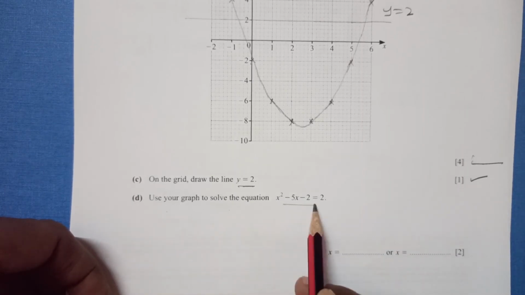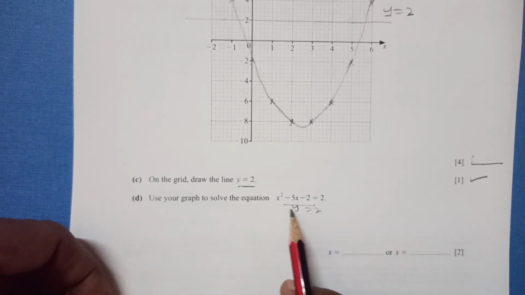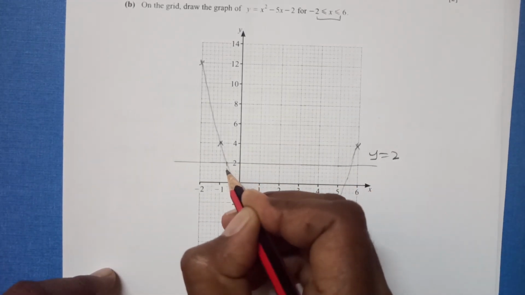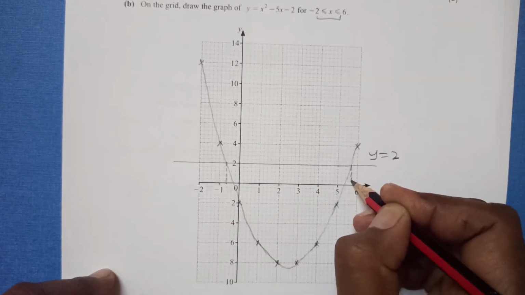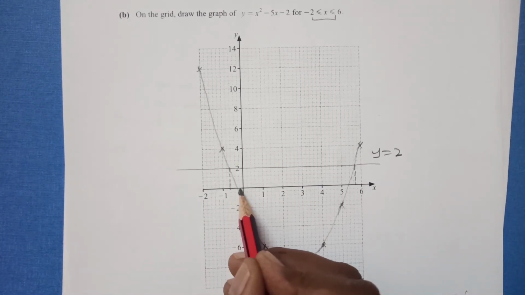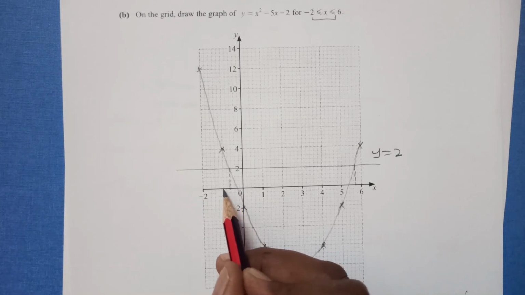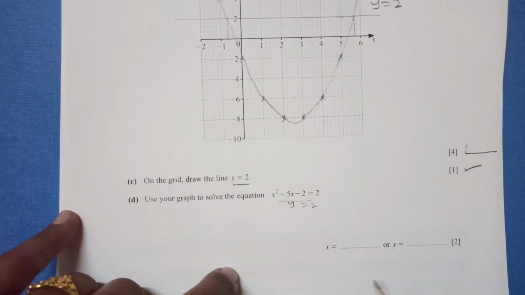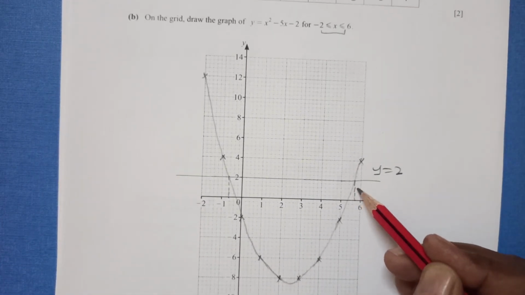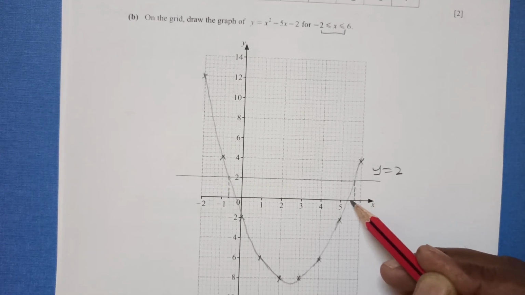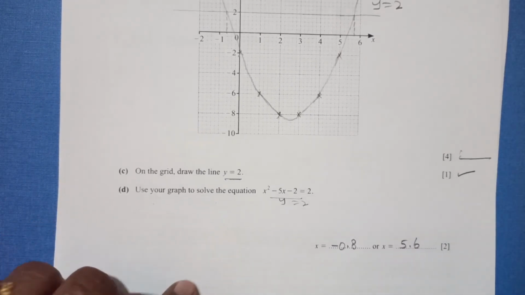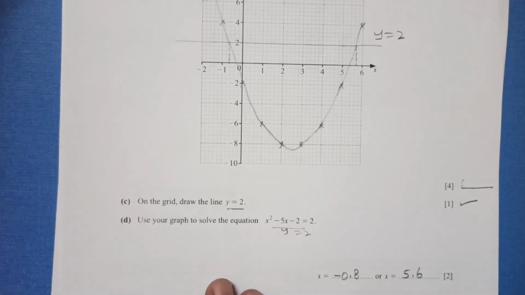Now use your graph to solve this. This is y, this equals 2. So when they both intersect, we will see where they intersect. This is the point where they intersect. Come down and look for the values of x. On the negative side it is near negative 0.8. And on the other side we have 5 point something, somewhere in the middle, 5.5, 5.6. So it is 5.6. Okay, so that's it for this question.